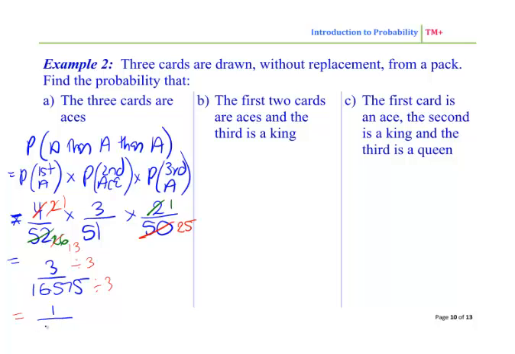You get 1 over 5,525. So use your calculator to help you with the fractions. I've done it by hand, so you don't need to do that.